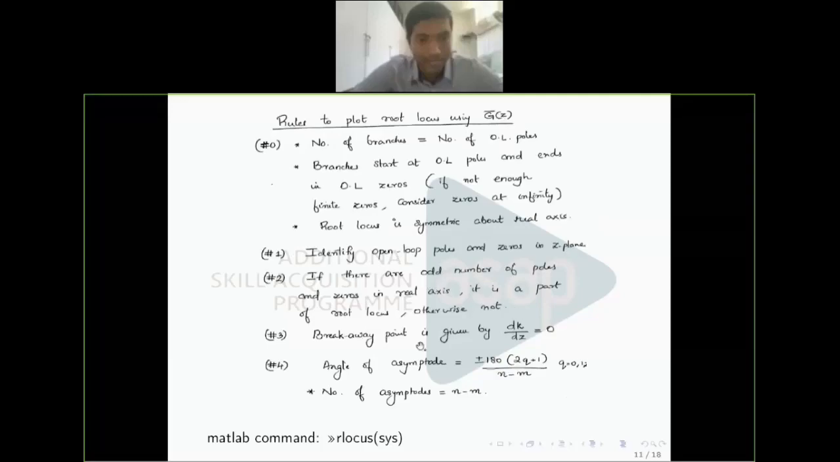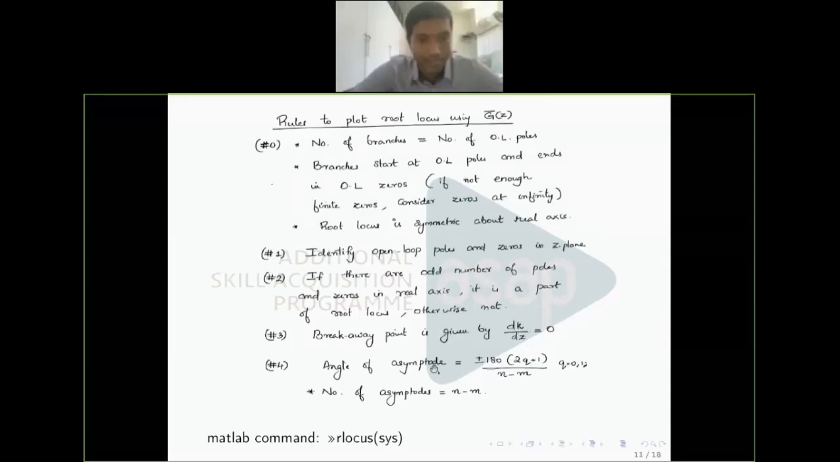And the breakaway point, I have pointed out, is given by dK by dz equal to 0. This equation is obtained from the characteristic equation, which is 1 plus K G bar Z equal to 0. So using that equation, you find what K is in terms of z. Take the derivative dK by dz and equate it to 0. You will obtain the breakaway point.